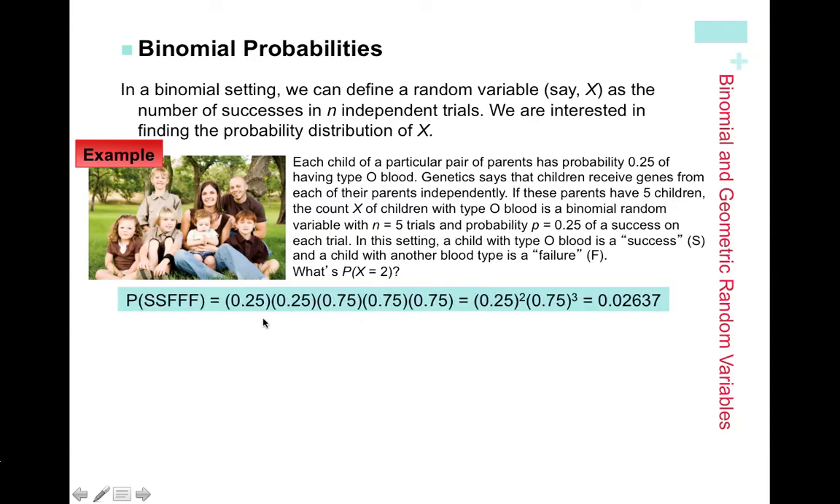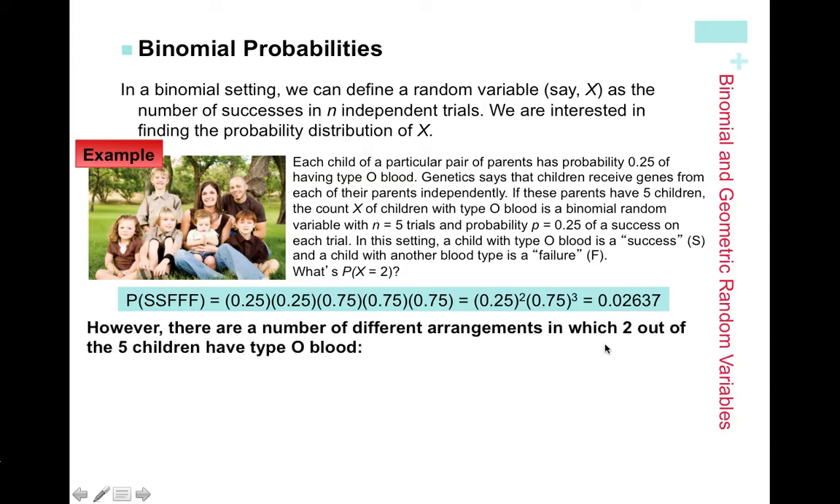And the probability remains constant from trial to trial, 0.25, 0.25, 0.25. We want to know the probability that we have 2 kids with type O blood. So that would be success, success, failure, failure, failure. We multiply these 5 probabilities: 0.25 times 0.25, and then 3 failures, so 0.75. We can write that using exponents to get a probability of 0.02637.